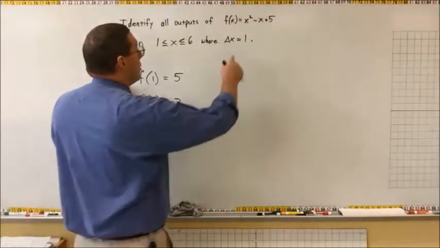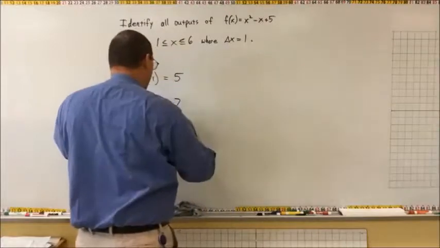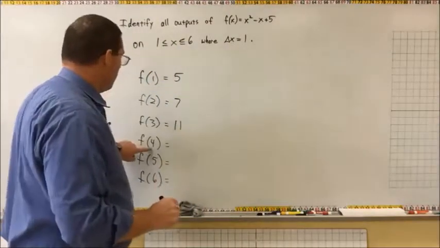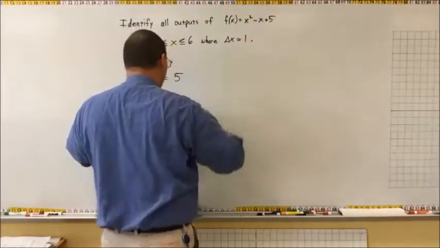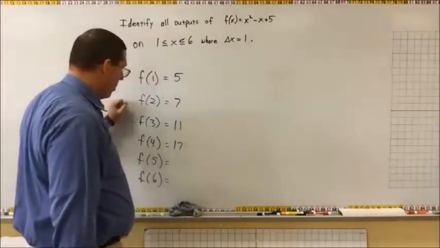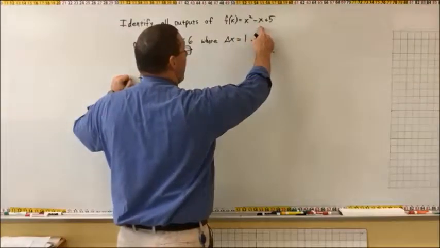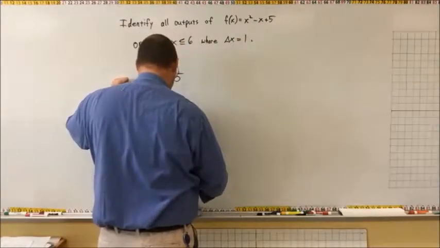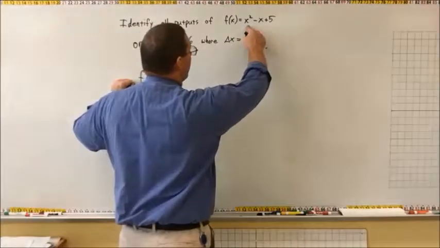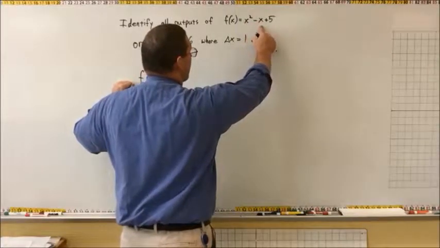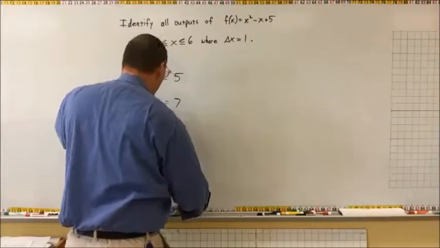Plug in 3. 3 squared is 9, minus 3 is 6, plus 5 is 11. Plug in 4. 4 squared is 16, minus 4 is 12, plus 5 is 17. Now, plug in 5. 5 squared is 25, minus 5 is 20, plus 5 is 25. And now plug in 6. 6 squared is 36, minus 6 is 30, plus 5 is 35. Okay?